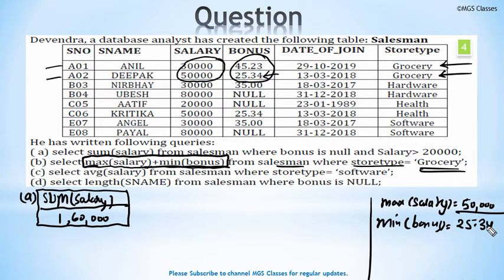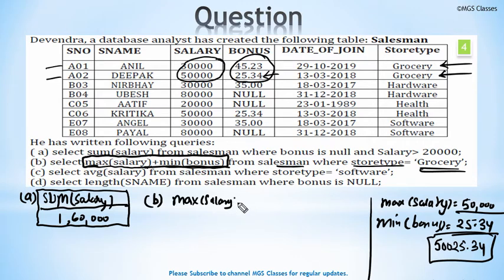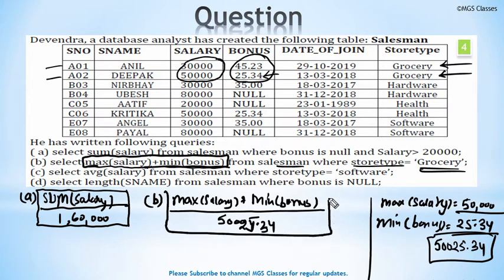So maximum of salary is 50,000. Minimum of bonus is 25.34. If we add these, 50,025.34 will be the final output. So for the B question, what will be the output? The output will be maximum of salary plus minimum of bonus. Like this you need to write, and then you will draw a table like this and write 50,025.34. That much you need to write, and you will close it like this. Okay, now we will go and see the C portion.